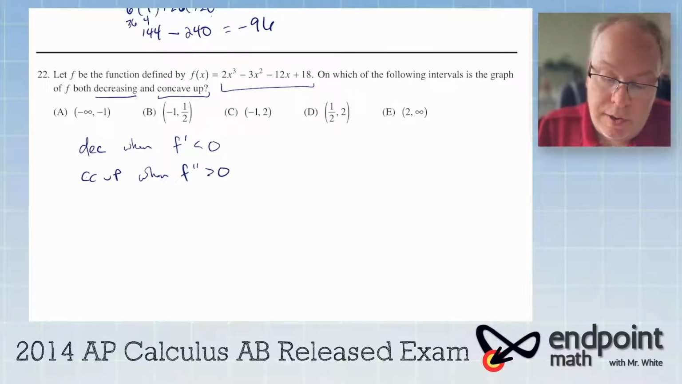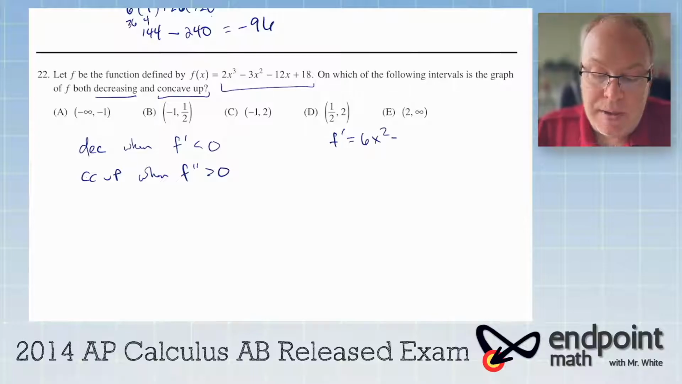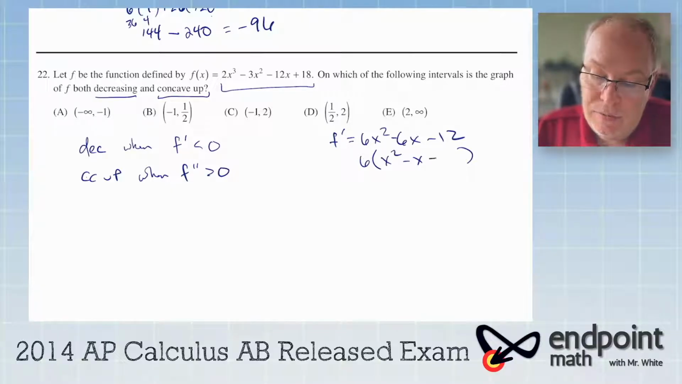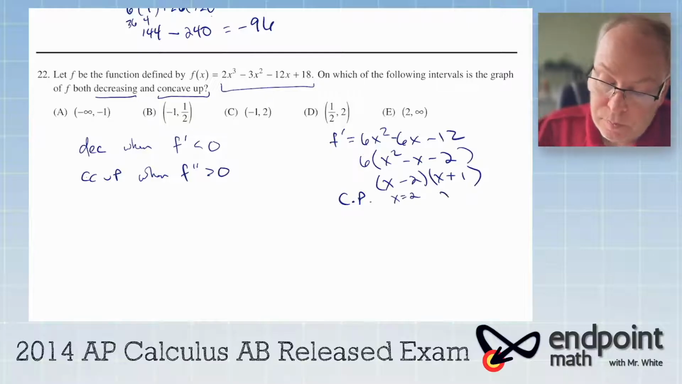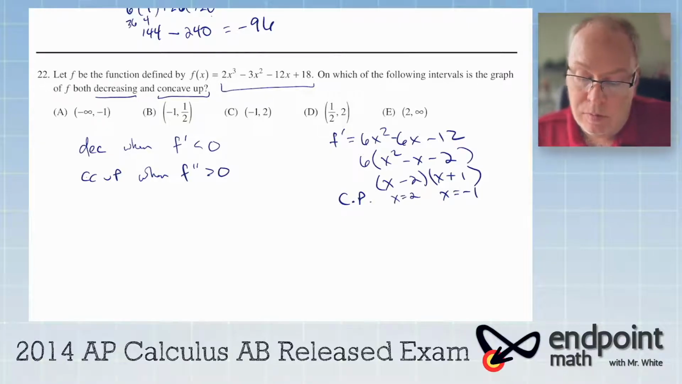So let's get the first derivative. Let's just deal with the first derivative first. That would be 6x squared minus 6x minus 12. I go ahead and factor because I see what's going to happen here. I can factor this into (x minus 2)(x plus 1). So I see x equals 2. These are my critical points. x equals 2 and x equals -1 are my critical points.